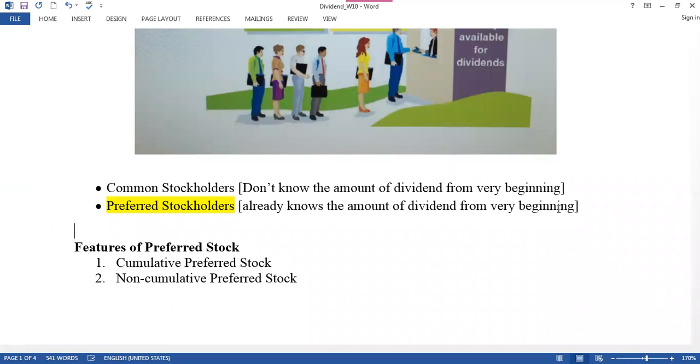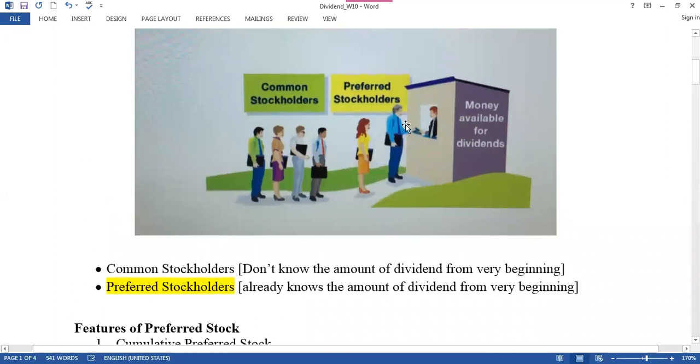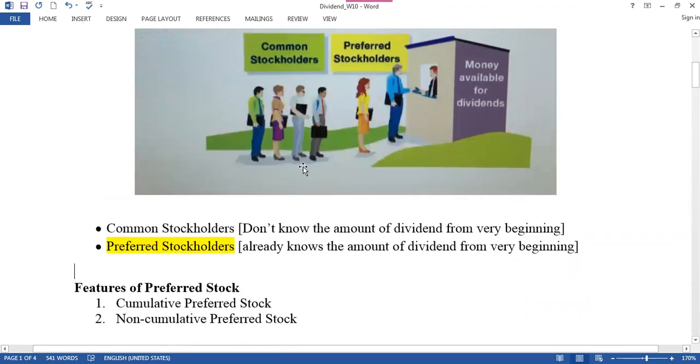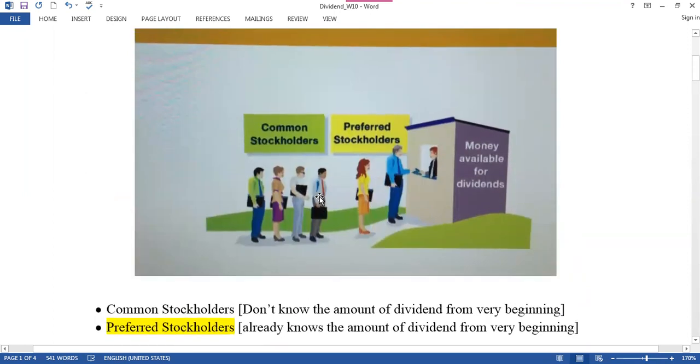I repeat again, if you purchase preferred shares today, you already know the exact amount of dividend you are going to receive in future. But if you buy common stock today, you don't know the exact amount of dividend, because after the preferred shareholders receive their dividend, you are going to receive the remaining dividend as a common shareholder. So this is the difference between a common shareholder and preferred shareholder in terms of dividend. Okay.